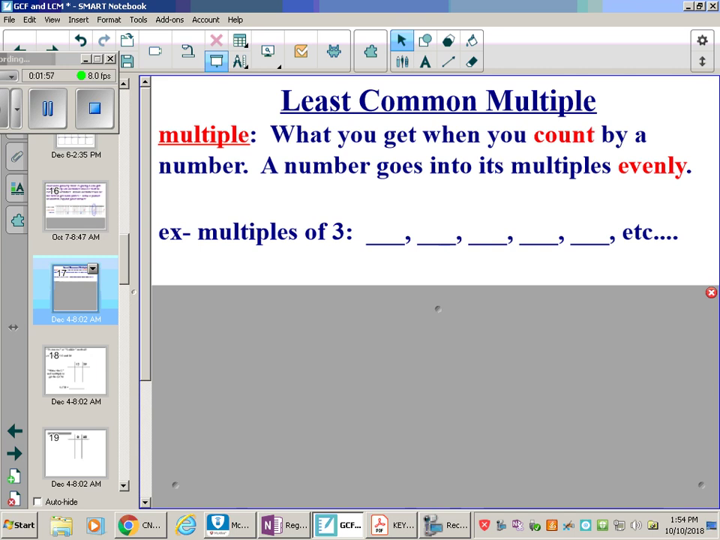So multiples of 3, for example, would be 3. We have to start with 1 times the number. 1 times 3 is 3, so 3. 2 times 3 is 6. 3 times 3 is 9. 4 times 3 is 12. 5 times 3 is 15. And we could keep going on and on and on forever.